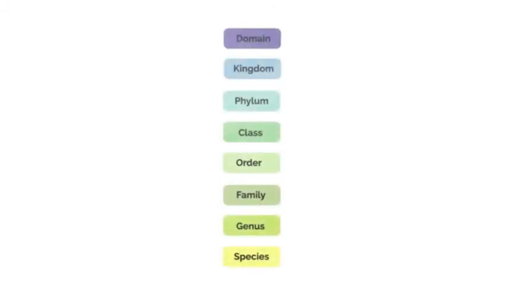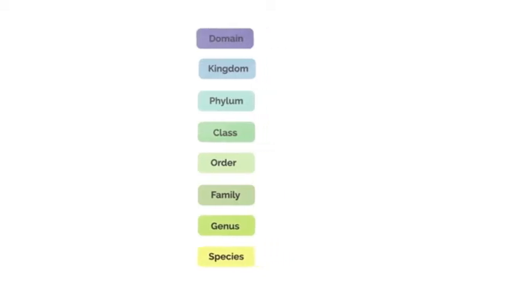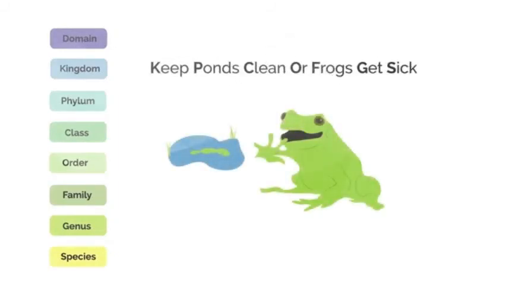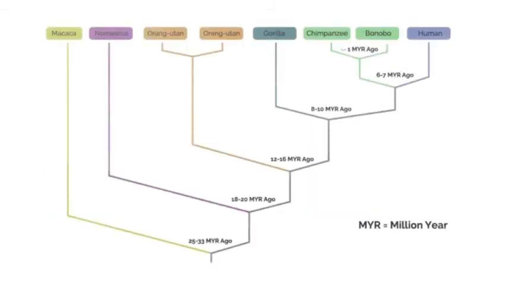The structure of Linnaeus' taxonomic groups can be seen here. You can make up a little rhyme or acronym to remember this, such as keep ponds clean or frogs get sick. By using this system of common groupings, we can develop diagrams that show the interrelatedness of organisms based on their morphological diversity. For example, this diagram of a taxonomic tree shows that humans are more closely related to chimpanzees than they are to gorillas. A common ancestor is represented by each split in the branches of the taxonomic tree. How long ago did humans and gorillas diverge from an evolutionary perspective?